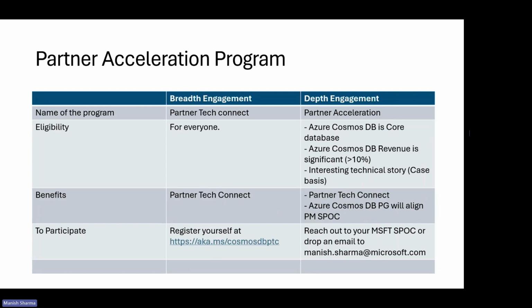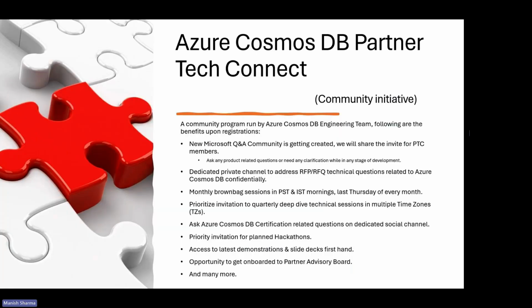How to get started? You can just go to ak.ms/cosmosdbptc and register yourself. You have already done that, that's why you are here. This is a one-time registration. All the goodies coming under this community program will be available to you after this registration, so no more registrations are required. You will get all the invites and goodies about this community initiative.